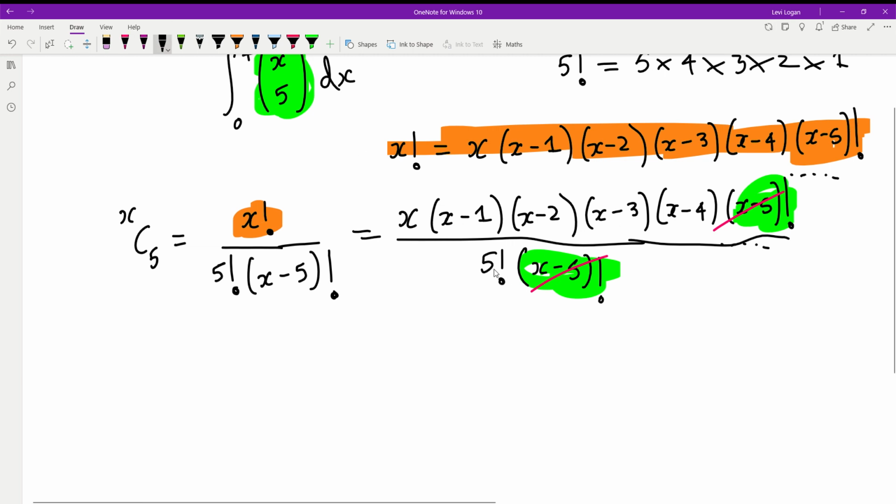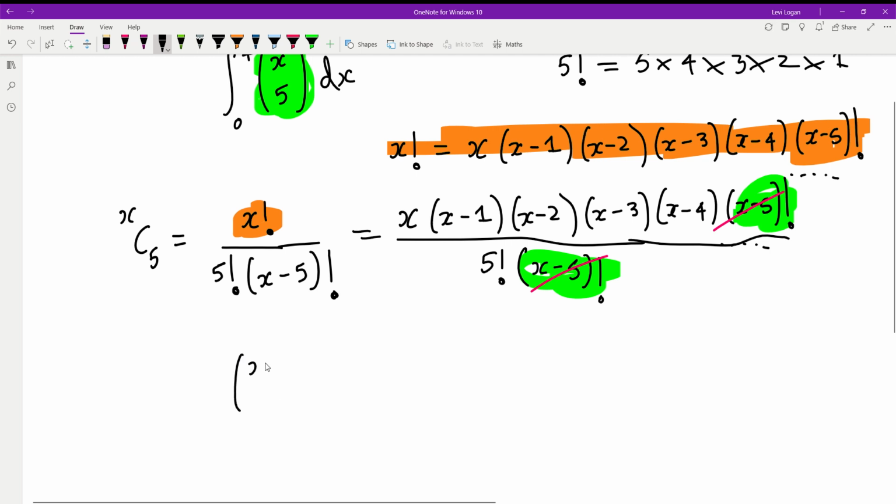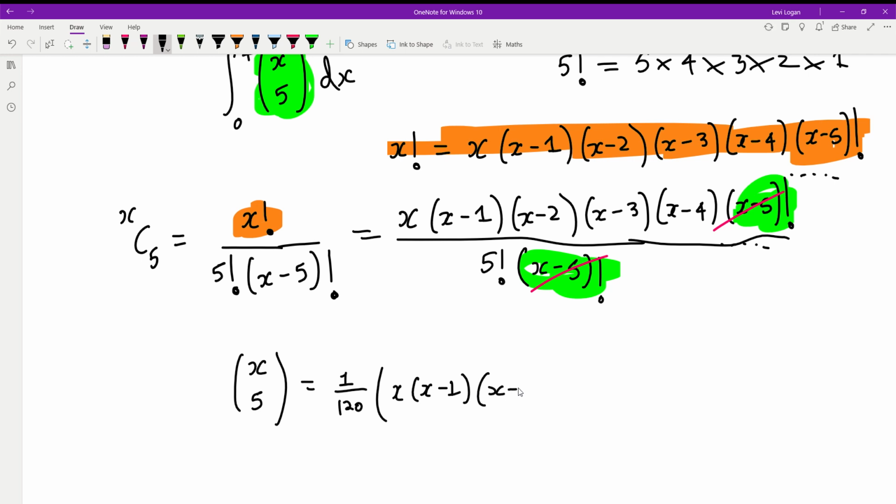Now we can evaluate 5 factorial, so 5 times 4 times 3 times 2 times 1. That's 20 times 3, which is 60. Then times 2 gives you 120, and then times 1 is still 120. So when you have x choose 5, that's the same as 1 over 120 times this entire algebraic expression here. So it's x times x minus 1, then x minus 2, x minus 3, and then x minus 4.